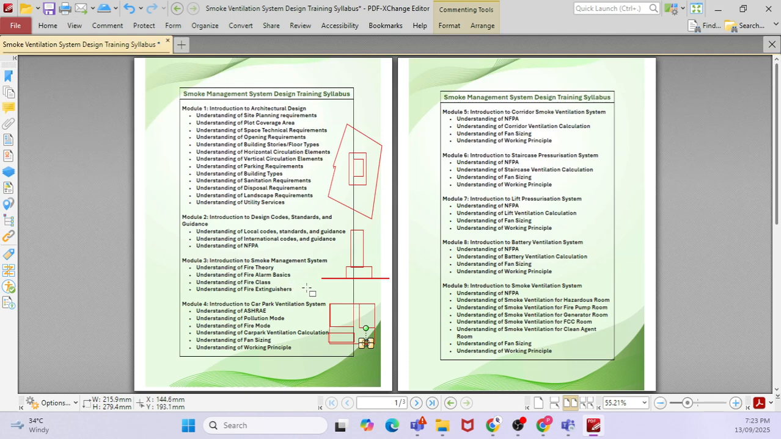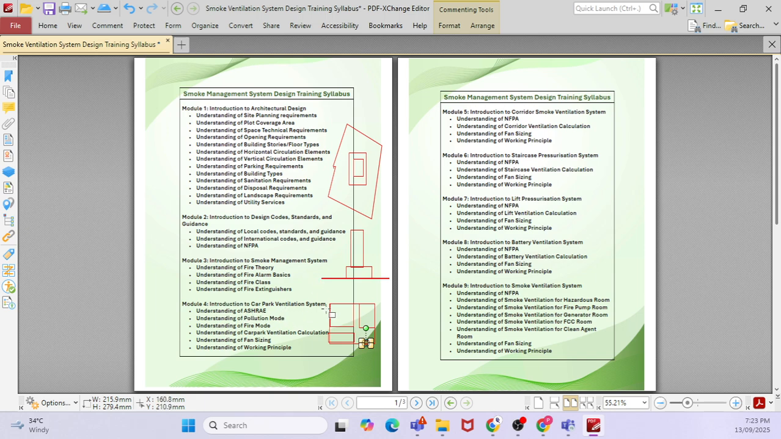Actually, for the smoke management system, you should know even these four items, right? Because you're talking about fire theory, you know the fire triangle. Module 3, I know very well, because my background is firefighting, so that's why I know this very well.